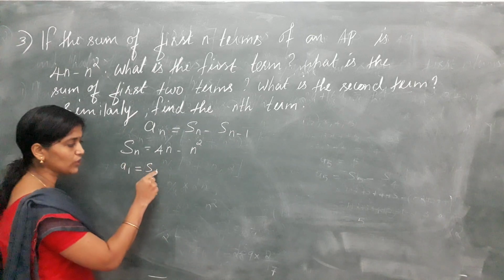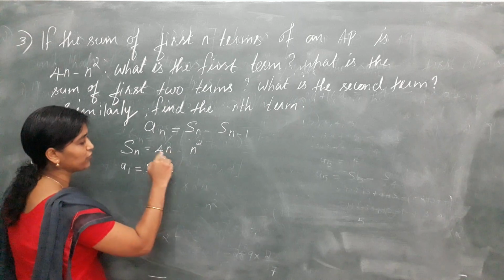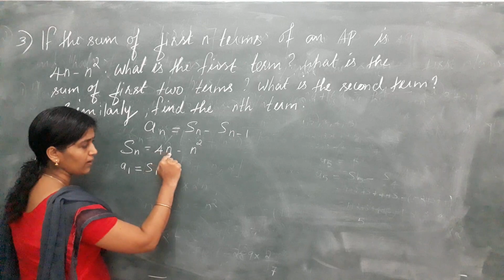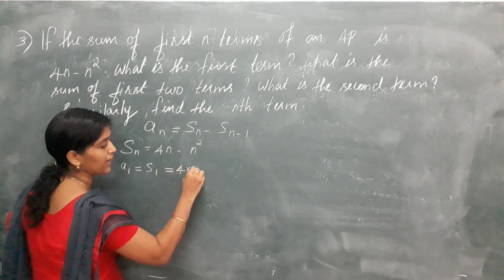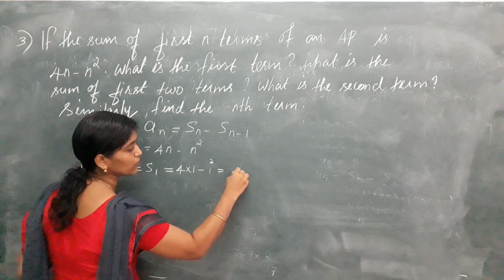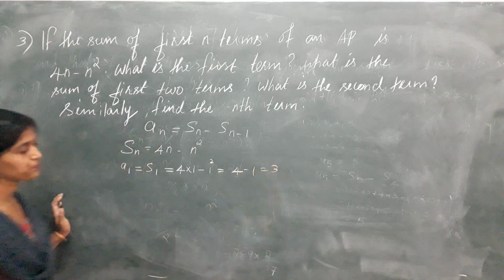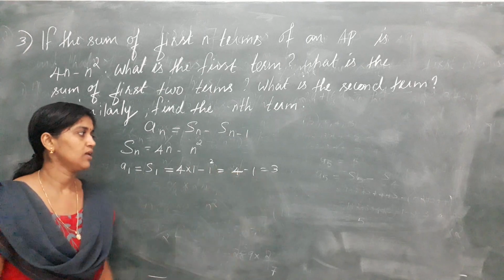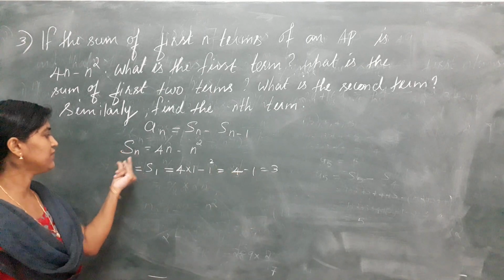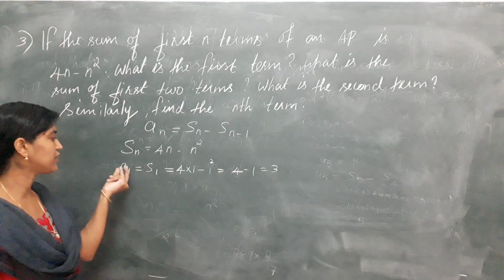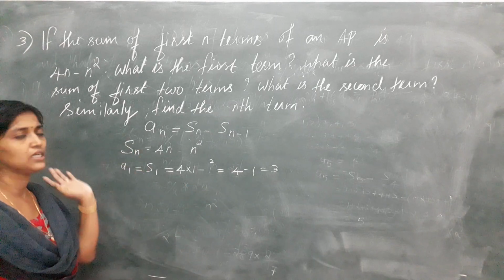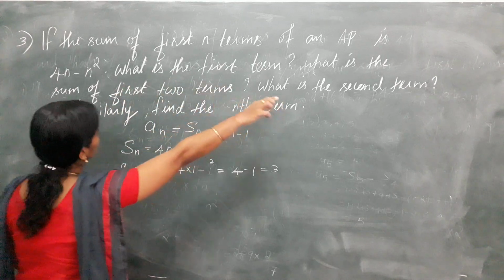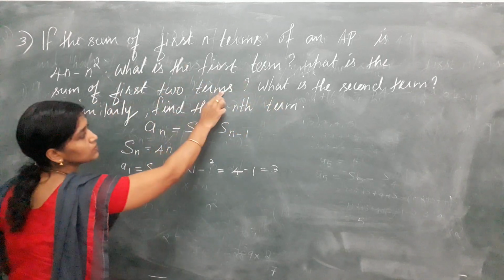So A1 is equal to S1, which means in the formula for Sn, you can put n as 1. So you get 4 into 1 minus 1 square, which is 4 minus 1 is equal to 3. So we get first term is equal to 3. Now the first term we are getting it directly because the first term is same as sum of first term. Now first question is over, we are asked what is the sum of first two terms.